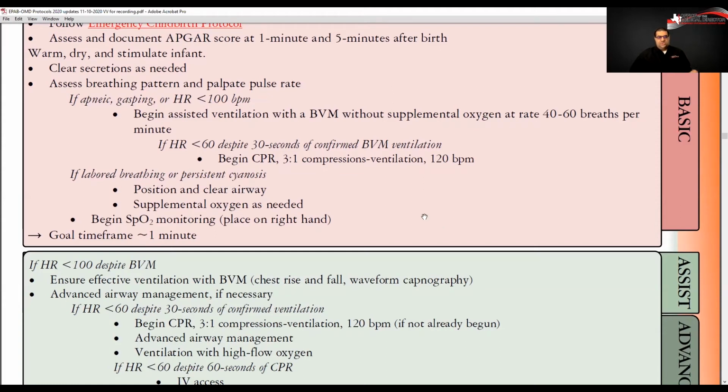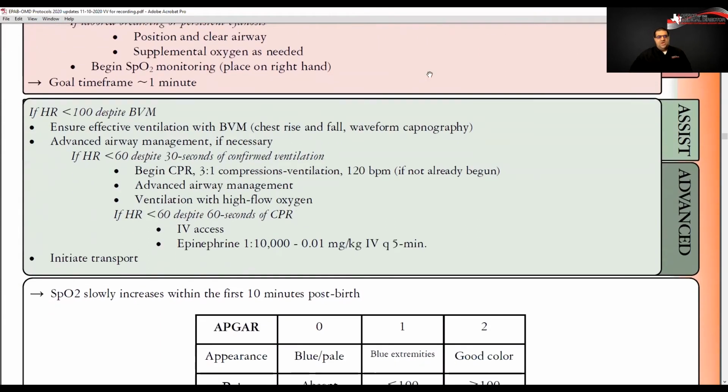Remember, those blood vessels from the fetal time frame are open in that immediately neonatal time frame. So you want to go on the right hand, which is really your ideal solution. From an ALS perspective, if the heart rate's under 100 and you're still giving good BVM, make sure, as much as possible, whether you're using waveform capnography or assessing chest rise and fall, that the BVM's working.